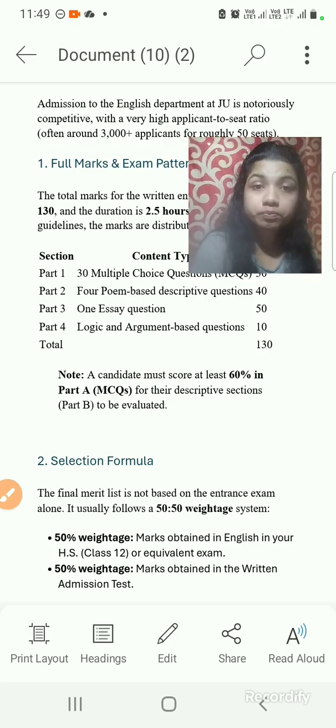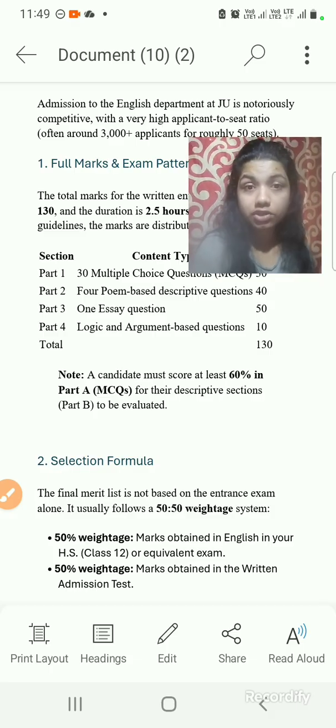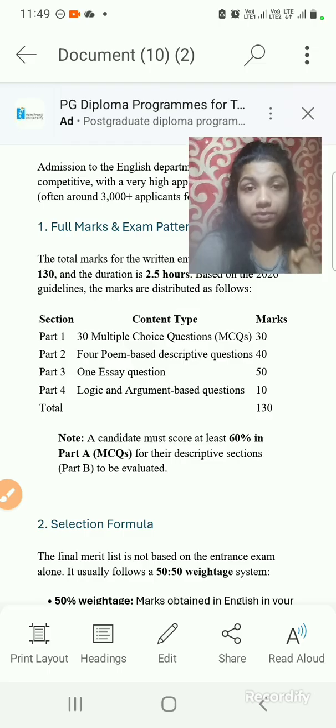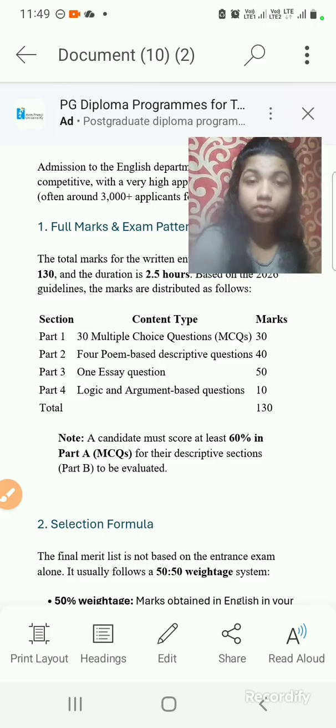So you always know that this is an entrance exam, and in general it is quite competitive. There are so many people applying. It's not that you expect just 50 to 60 to apply. No, approximately 3000 students can apply, but the seats are only 50. So you have to understand the competition level is high.